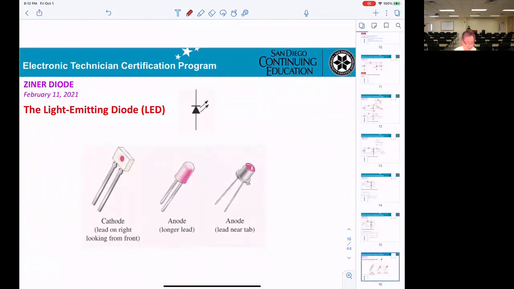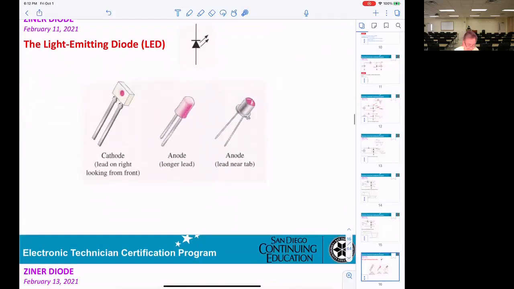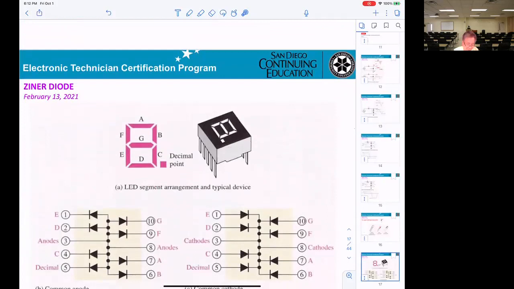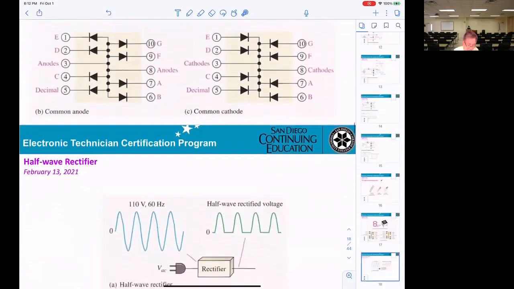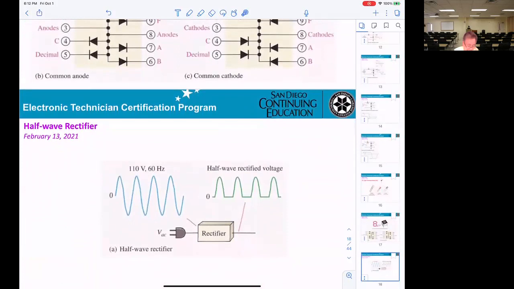Light emitting diode. That's an LED. We're working on the digital circuitry. You can see the LED, turn it on, it can be red, okay, or green, whatever. And that 7 segment: A, B, C, D, E, F, G, 7. Inside each segment, you just get a diode. And you can turn on or turn off each diode to make a number or a letter.